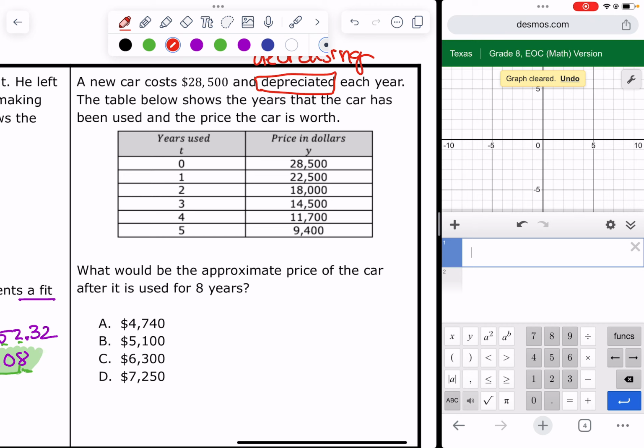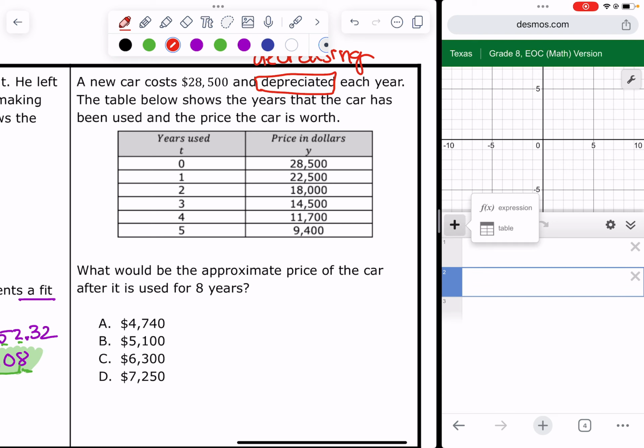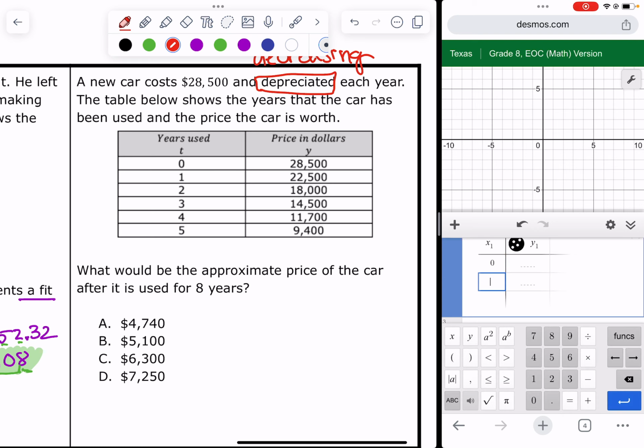So, first off, I'm going to make a table. 0, oh, that's not a table. Apologies. Plus table. 0, 1, 2, 3, 4, 5.